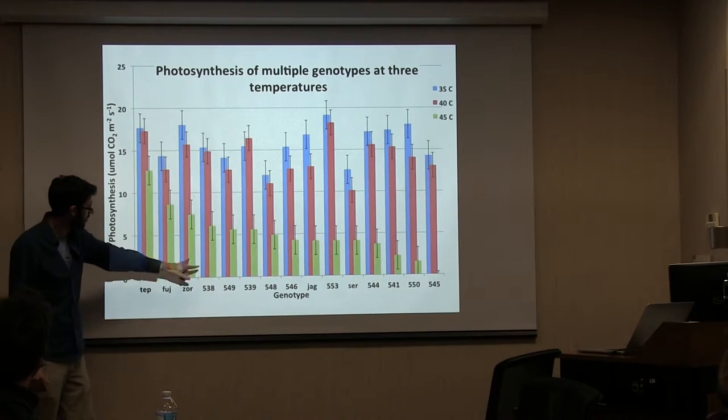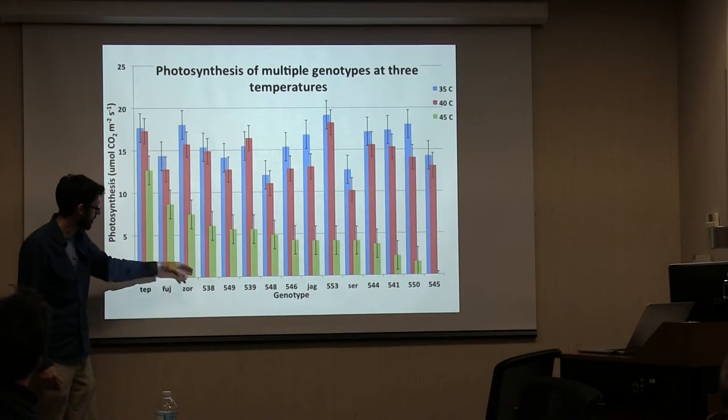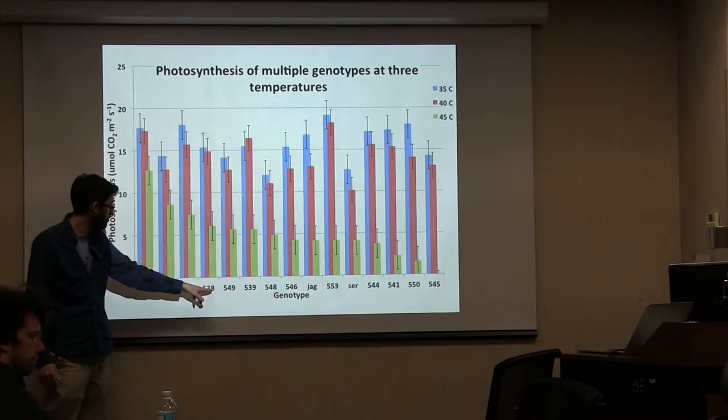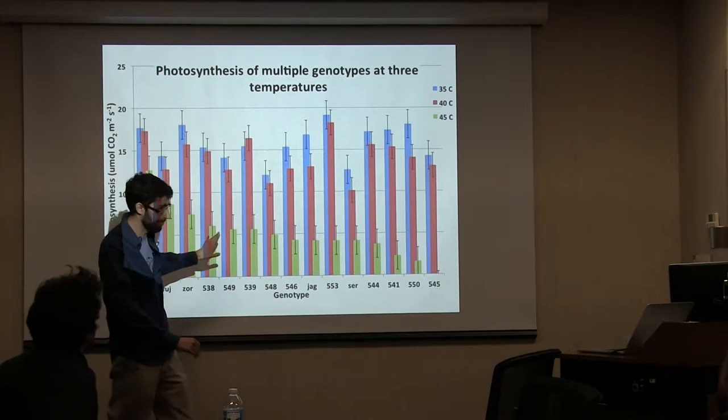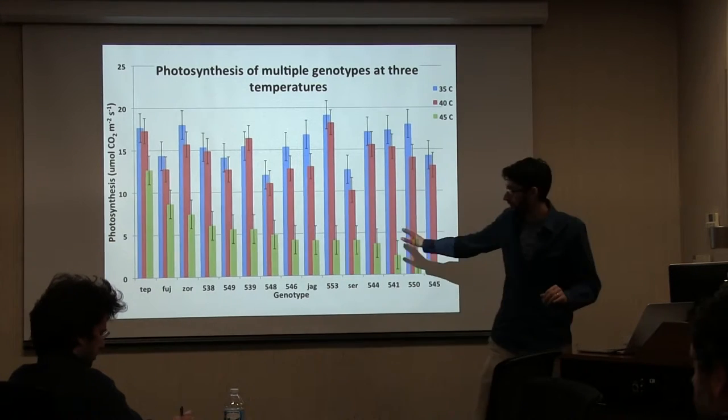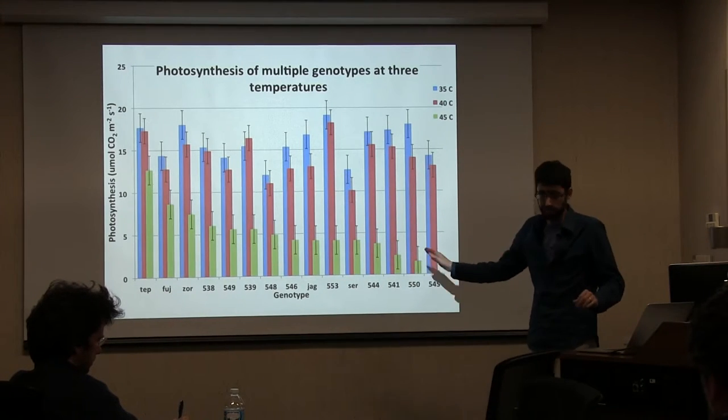And then you'll even have a few common bean varieties, Zorro, and then breeding line 538, which will still have some appreciable amounts, even at these very high temperatures, which they normally wouldn't experience in the field for more than a couple hours every day.